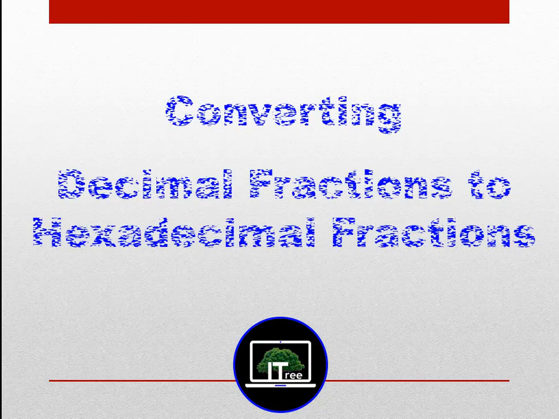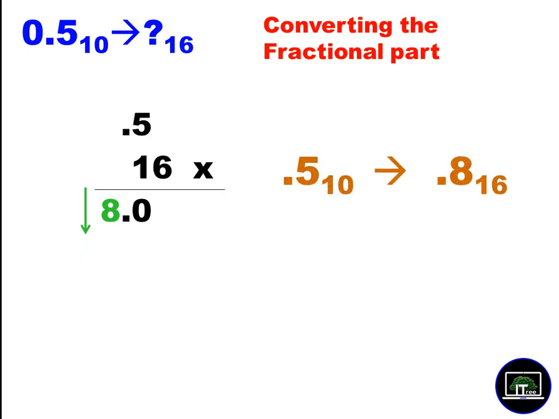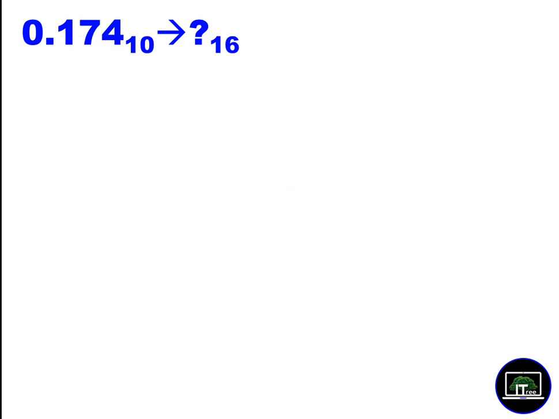Okay. Now we are going to convert decimal fraction to hexadecimal fraction. You know the method. You multiply by 16. Okay. You multiply. It's 8.8. That is sufficient. Right now, we are going to convert 0.174 from decimal to hexadecimal. You multiply.